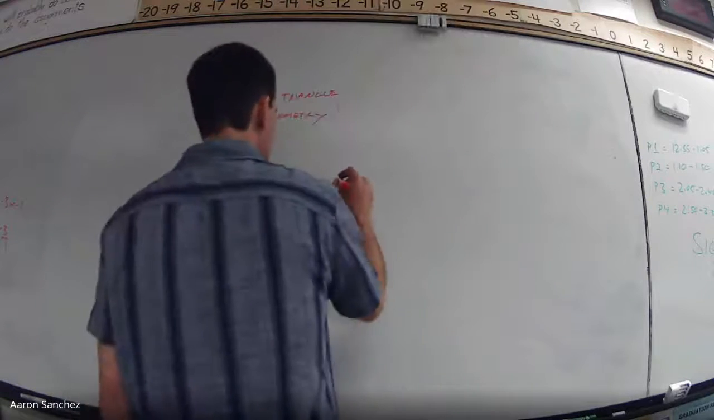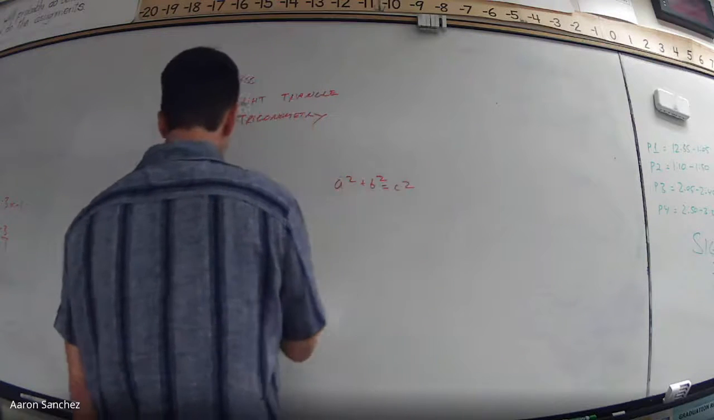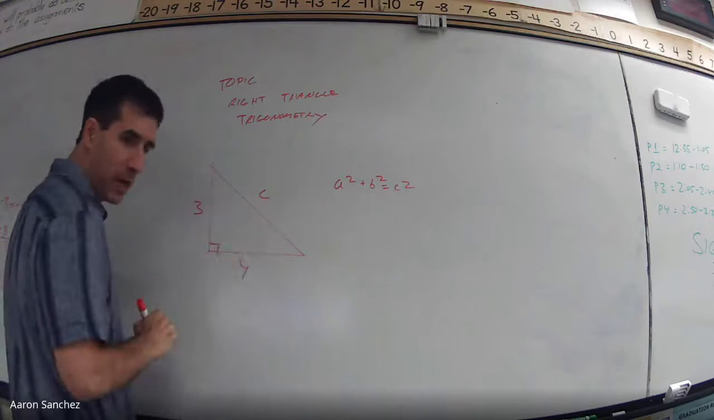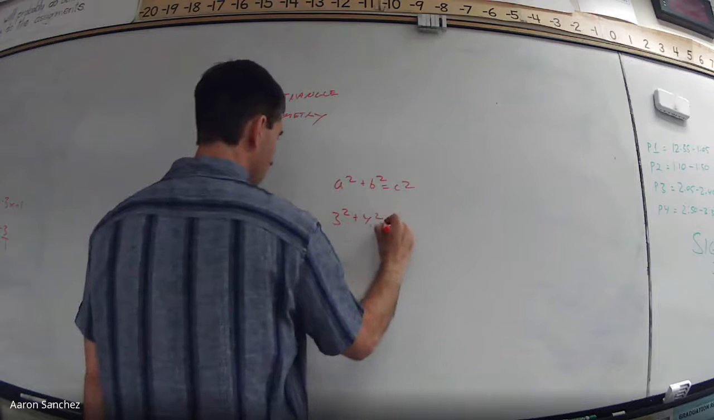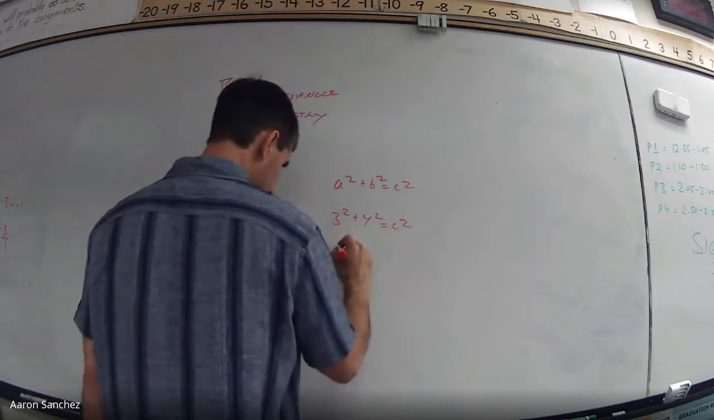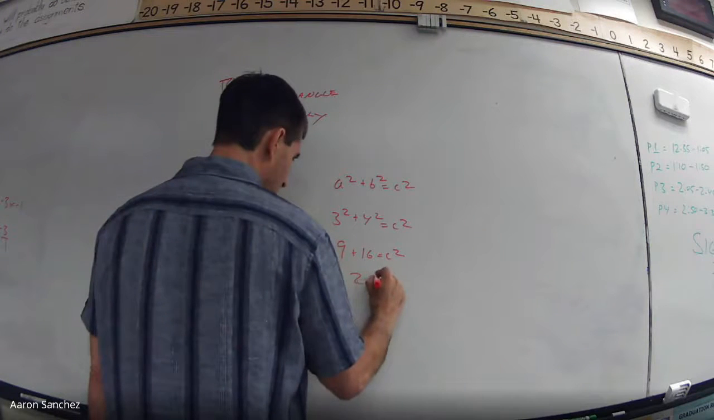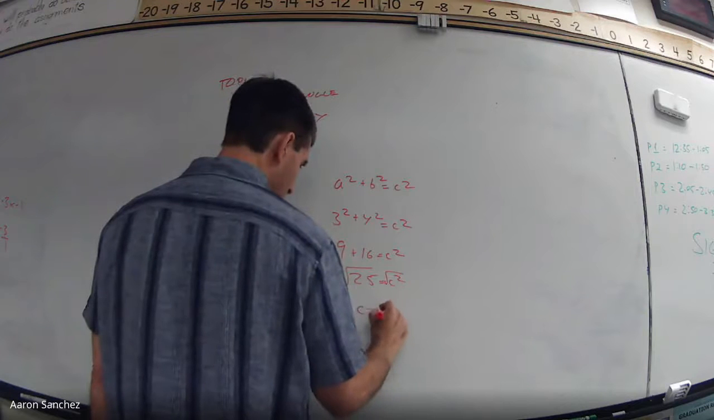So we say A squared plus B squared equals C squared, where A and B are the legs, and C is the hypotenuse, right? So I'm going to say 3 squared plus 4 squared equals C squared. 9 plus 16 equals C squared. 25 equals C squared. I take the square root, and C equals 5.